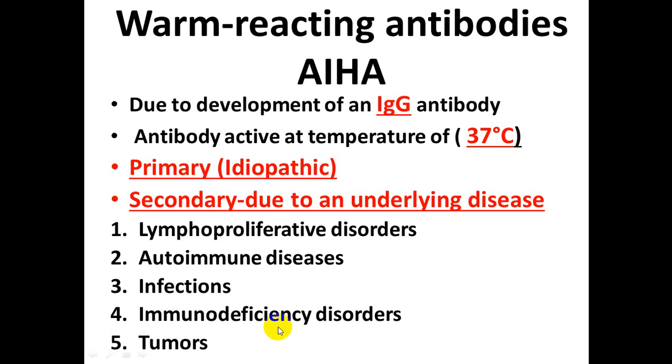Secondary causes of warm-reacting antibody autoimmune hemolytic anemia include lymphoproliferative disorders such as chronic lymphocytic leukemia, lymphoma, Waldenstrom disease, or multiple myeloma; autoimmune diseases such as systemic lupus or rheumatoid arthritis; infections; immunodeficiency disorders, especially HIV; and certain tumors.